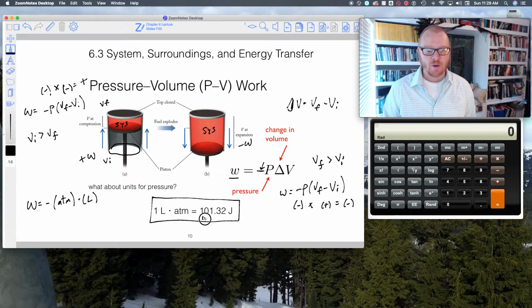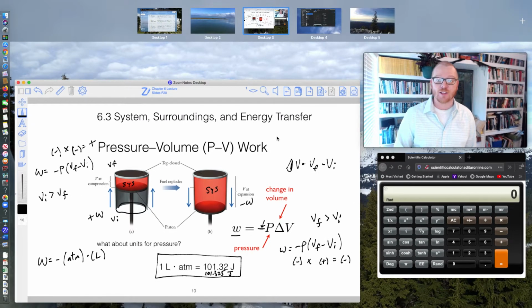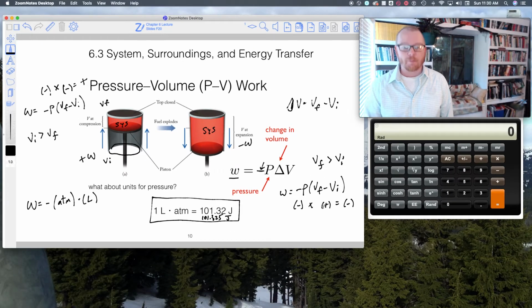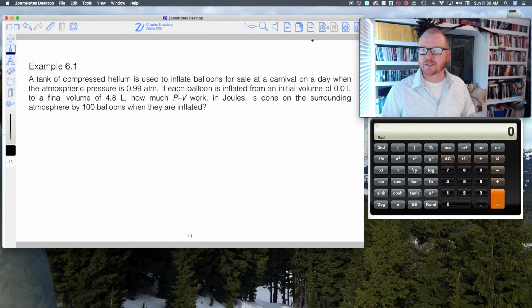It's actually 101.325 joules. Those of you that remember the Pascal unit from gas laws might recognize that number. That's where it comes from. It comes from the definition of a Pascal. But you don't have to know that as long as you know how to use the conversion. Okay? So let's do one sample problem, and then that'll be good for this lecture.